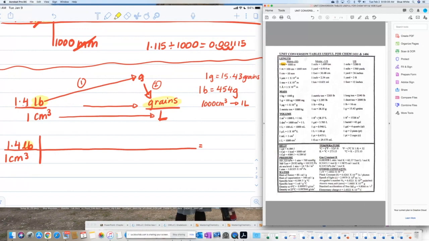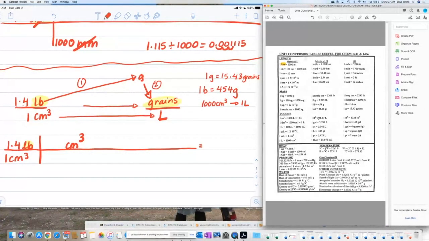Because centimeter cube is on the bottom, you have to place another centimeter cube unit on the top. The only way to get rid of centimeter cube is by writing another centimeter cube opposite, diagonally opposite from where it is right now. Okay, so you see me do this. I will write a centimeter cube on top right here.